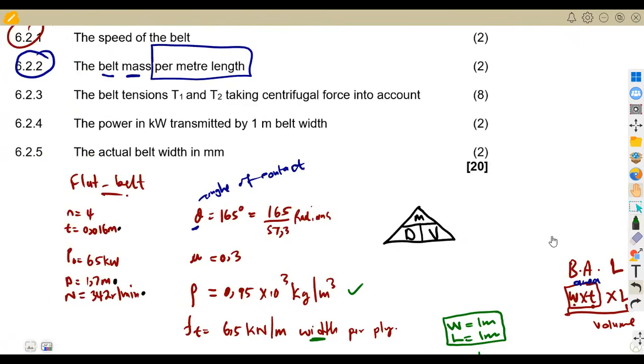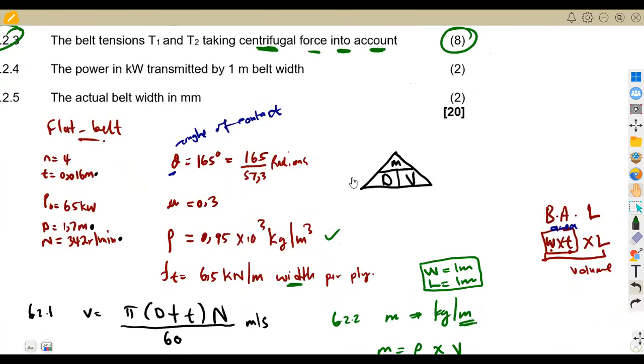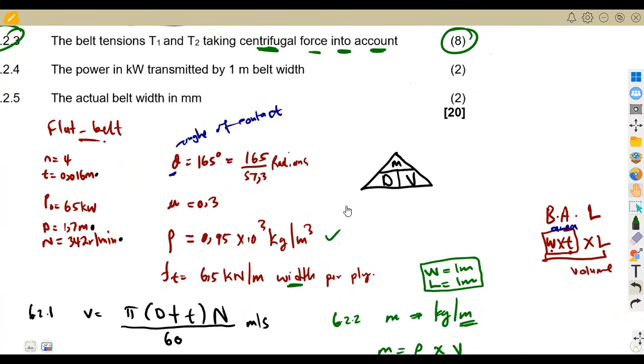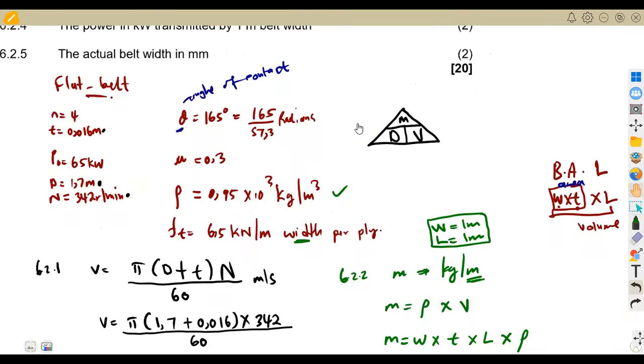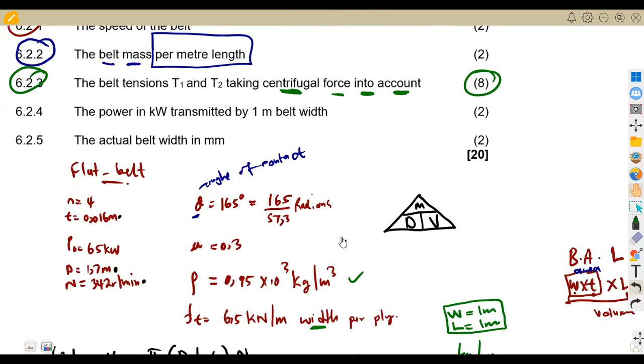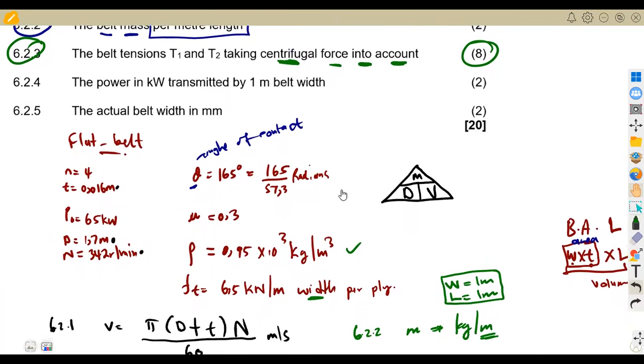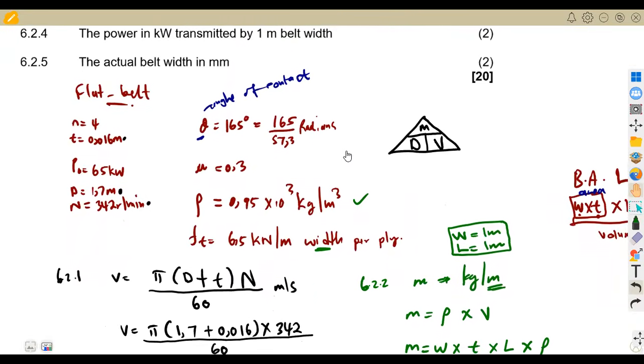Let us consider the other part. They wanted us also to calculate the belt tensions T1 and T2, taking the centrifugal force into account. All right, 8 marks for that. The centrifugal force must be included in this case in order for us to obtain T1 and T2. Is there any other part where we are going to use this mass, or even the velocity? I don't think we are going to use this velocity.